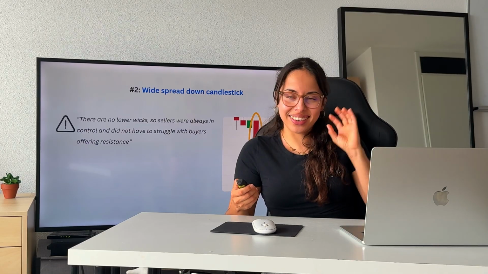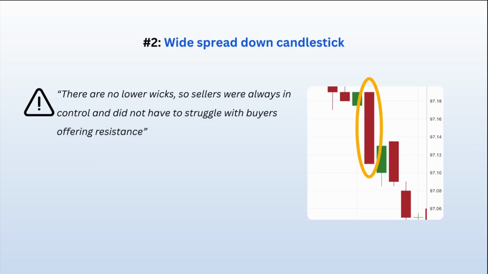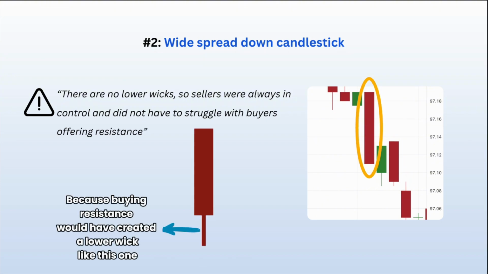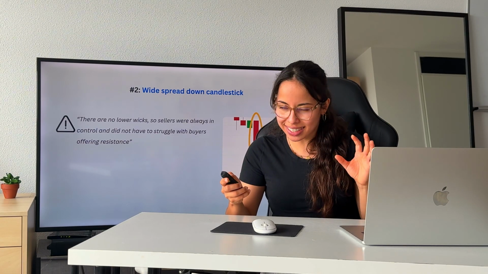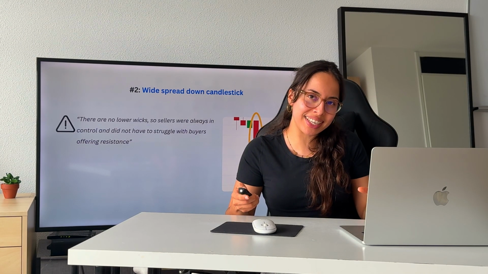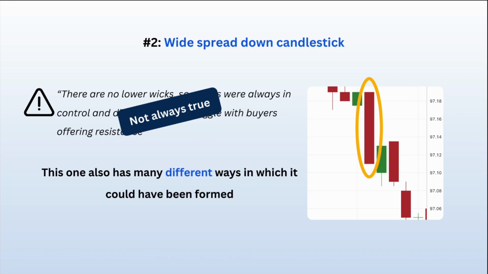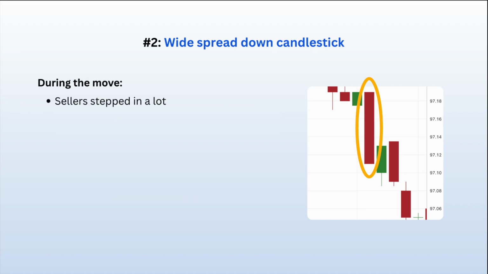And once again, there is the common misconception where people think that, hey, there are no lower wicks, so that means that the sellers were always in control and they didn't have to struggle at all with some resistance from the buyers. I know that this can sound very logical, but the truth is, this isn't always true, because this candlestick also has many different ways in which it could have been formed. Either way, we can say that during the move, the seller stepped in a lot. Not a little bit, but a lot, because it's a wide spread down candlestick.